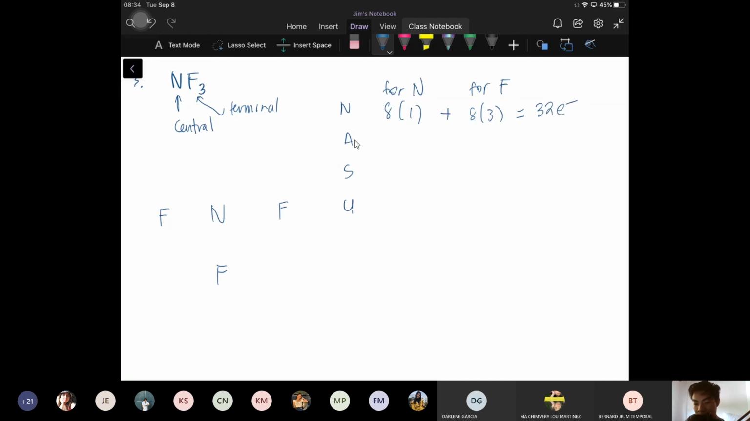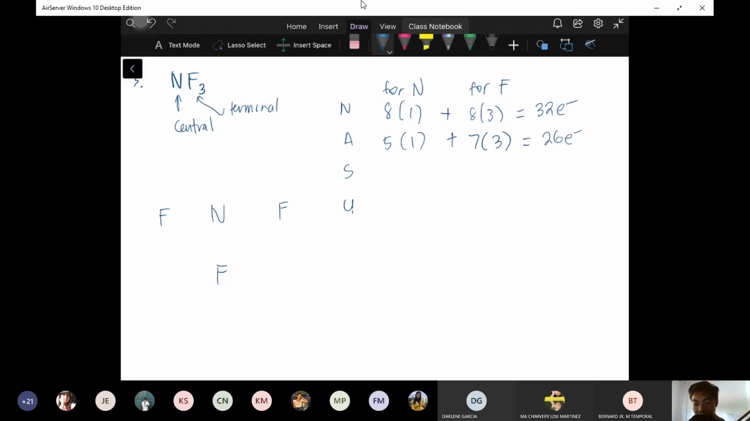Okay. So available, again available, this pertains to the valence electrons. How many valence electrons are there for nitrogen? 5 po, because it is in group 5. So 5 times 1. For fluorine, 7 po, because it is in group 7. So add lang natin. 5, 7, 14, 21 plus 5, 26 na.